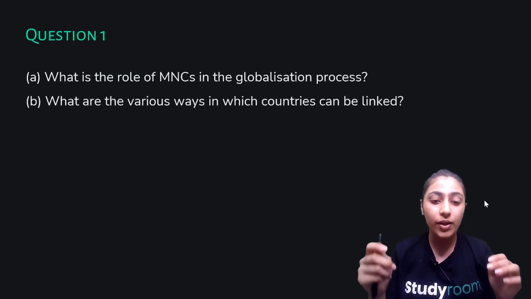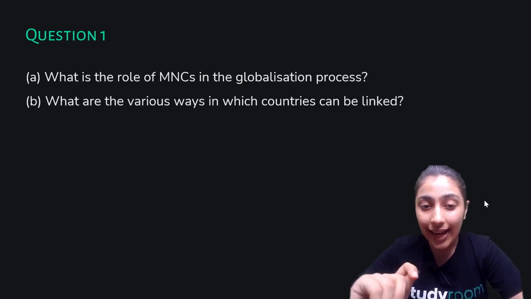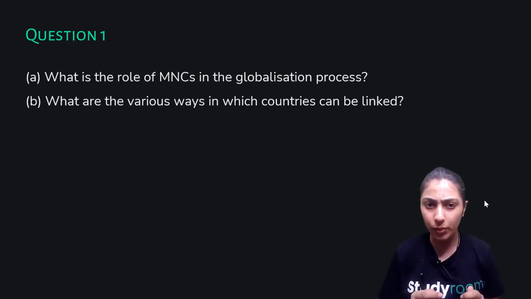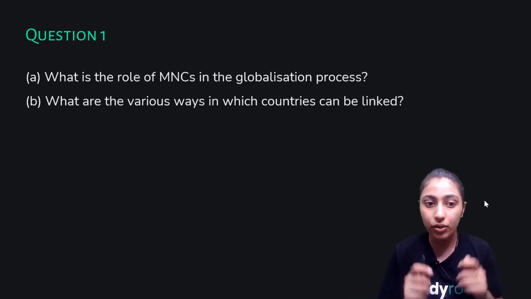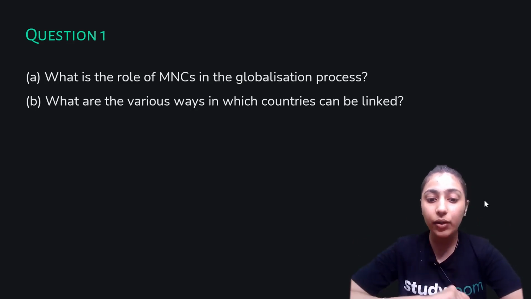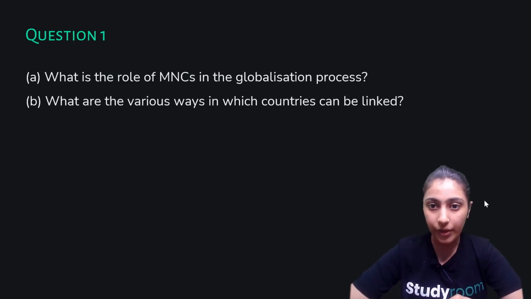So just now, when we were discussing the definition of globalization, we saw that MNCs play a major role in globalization. How they play a major role in globalization is what this question means. So now, coming to the very important answer on the topic of globalization: how do they actually play a role?